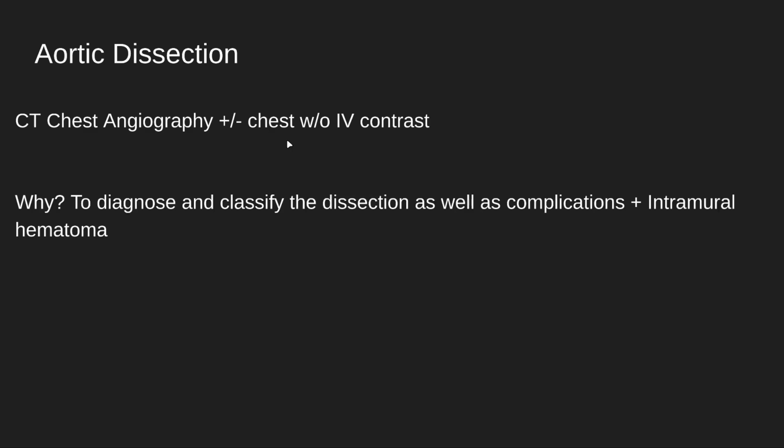And of course, what about aortic dissection? If we suspect aortic dissection, then you must immediately go towards CT angiogram of the chest to classify the dissection. Is it group A or group B? Plus or without chest without IV contrast. Typically, chest without IV contrast may be done to look for intramural hematoma in aortic dissection. So aortic dissection is very specific with this very specific protocol.